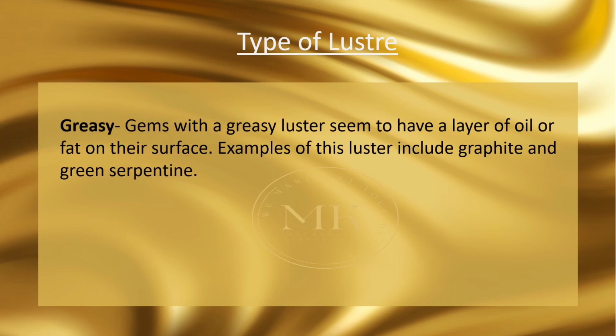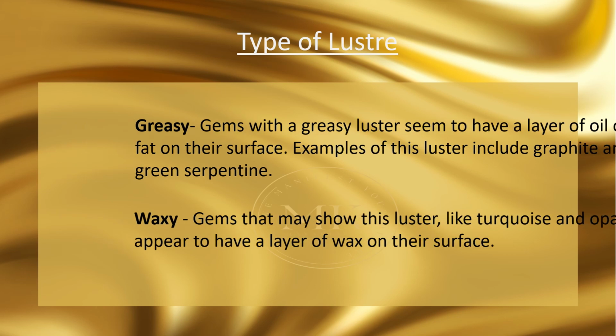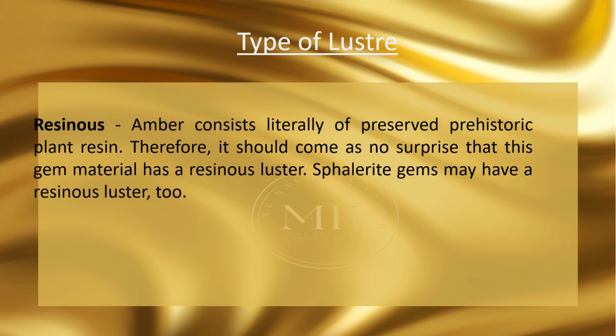Greasy. Gems with a greasy luster seem to have a layer of oil or fat on their surface. Examples of this luster include graphite and green serpentine. Waxy. Gems that may show this luster, like turquoise and opal, appear to have a layer of wax on their surface.